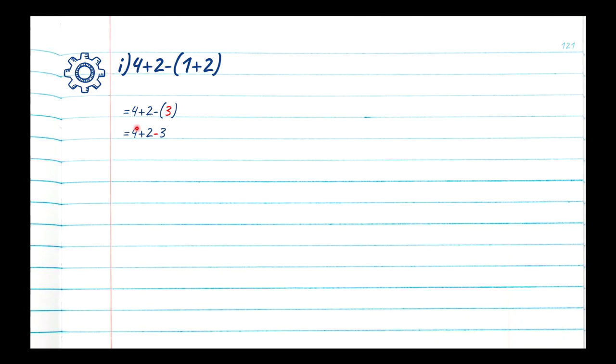And we drop the rest of the equation. 4 plus 2 is equal to 6, and we drop the rest of the equation. 6 minus 3 is equal to 3, and that gives us a final answer of 3.